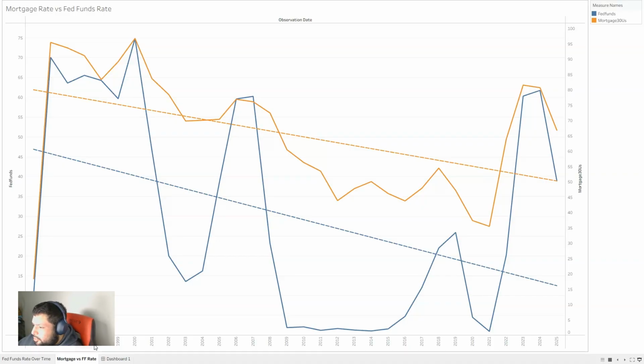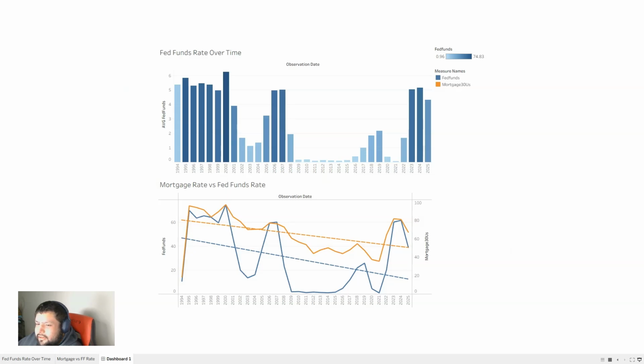Now we go to the dashboard. A final dashboard brings both sheets together to tell one unified story. The top view shows the historical federal funds rate cycle. The bottom view shows how mortgage rates moved in relation to Fed policy. Together, they create a narrative that connects policy decisions to real-world financial conditions.